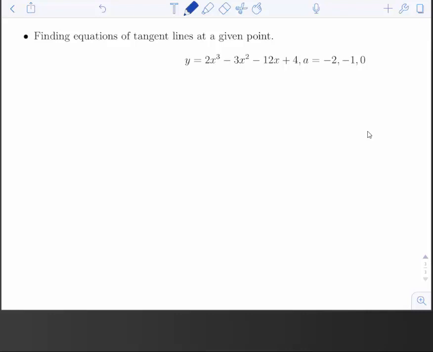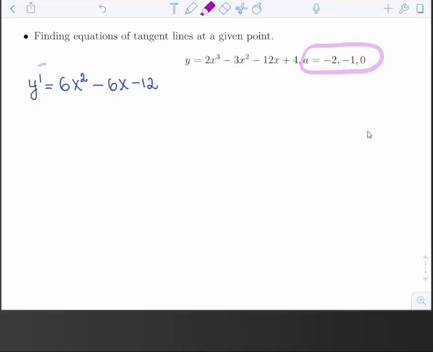Okay? So I want to find the equation of a tangent line for all of these points: -2, -1, and 0, and the same function. So I have a cubic polynomial here. So let's start with finding the derivative itself. So y prime is, what do we have here? It's 6x squared minus 6x minus 12.